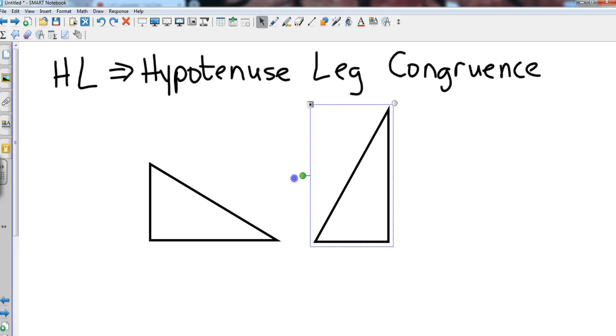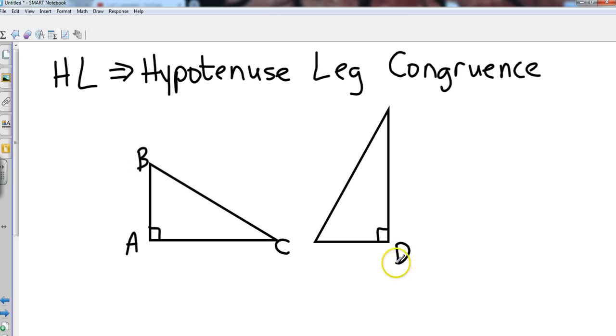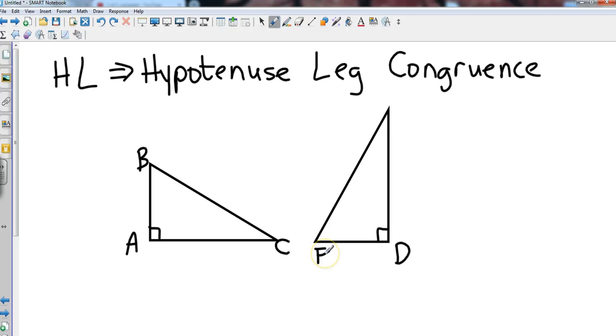Again, I'll get a little crazy and spin it around. And this time I will put the right angles on there. And so I'm going to go with A, B, C, and D, E, F. Okay.